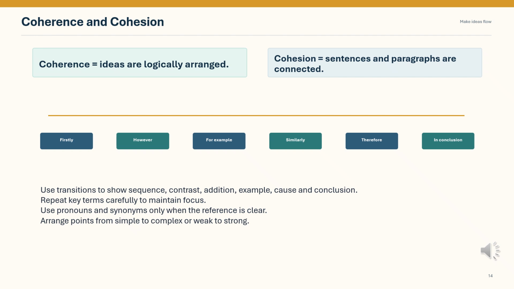So basically, you have to arrange your points properly. You may move from simple to complex points or from weaker to stronger arguments. So these transitions are very important. It will help the readers understand where your essay is going.